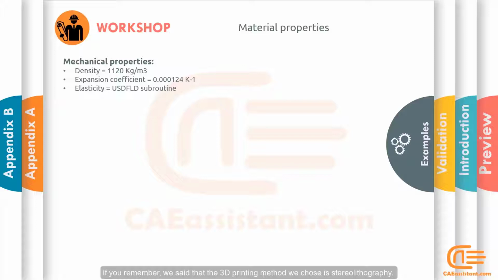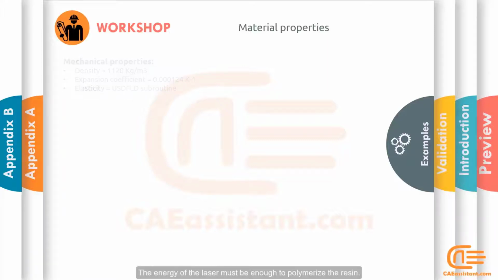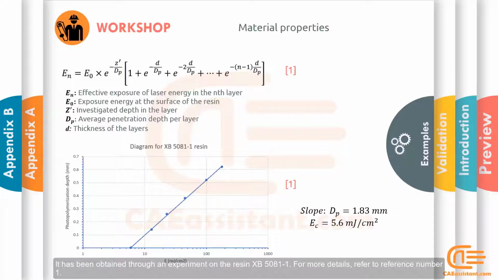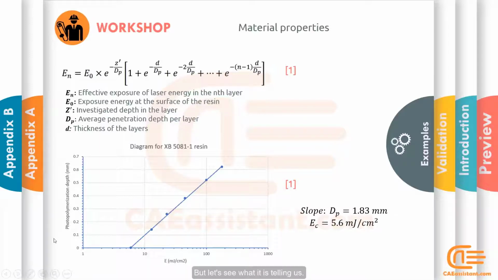If you remember, we said that the 3D printing method we chose is stereolithography. In this method, a liquid called resin will be polymerized with a laser beam and form the model. The energy of the laser must be enough to polymerize the resin. Take a look at this diagram. It has been obtained through an experiment on the resin XP 5081-1. For more details, refer to reference number 1. But let's see what it is telling us.